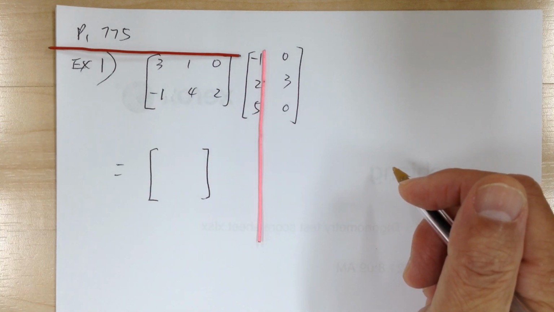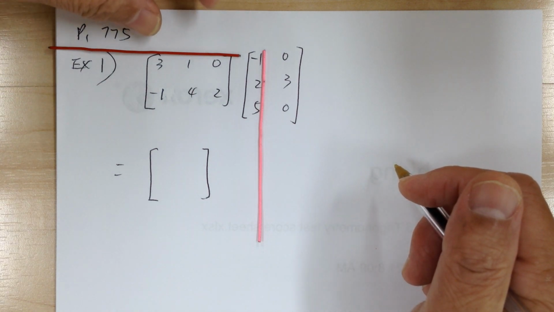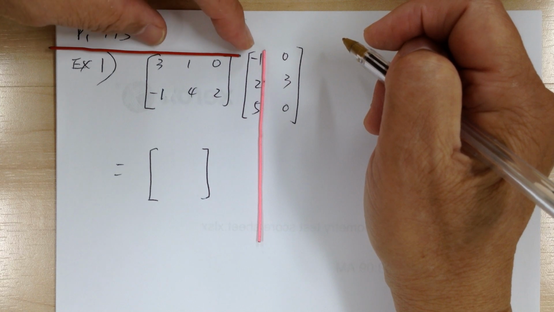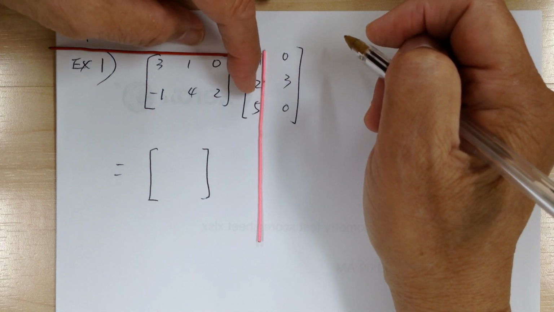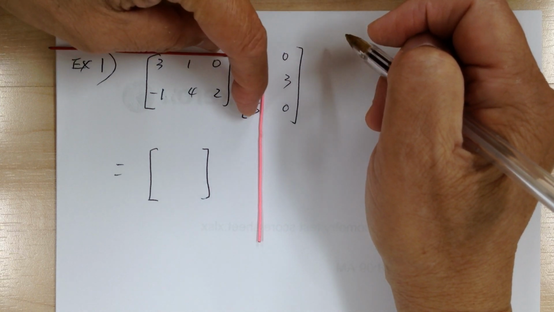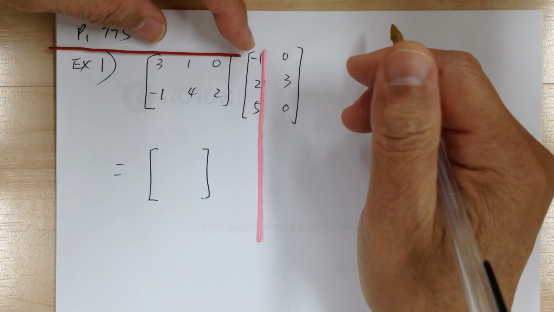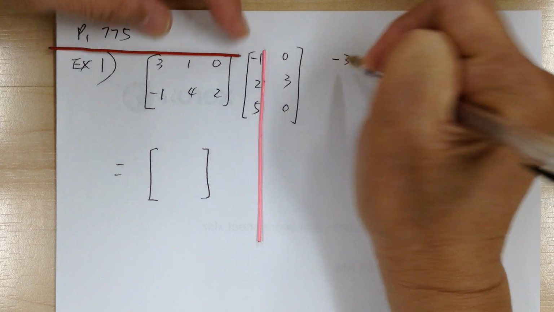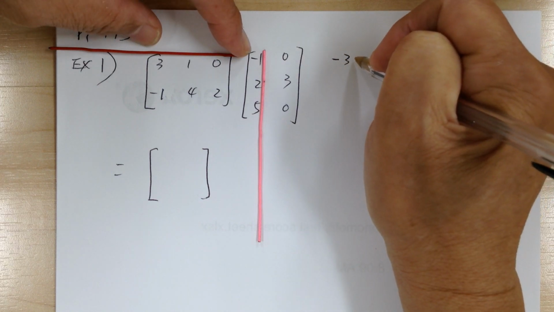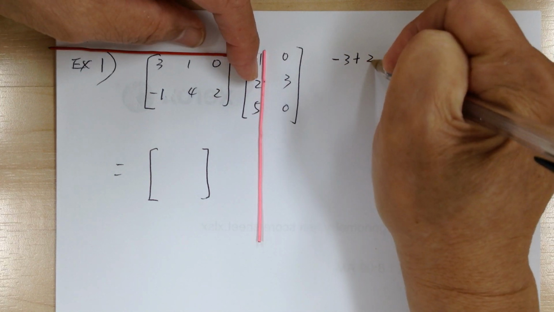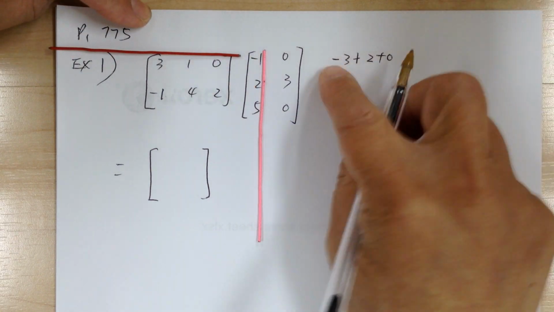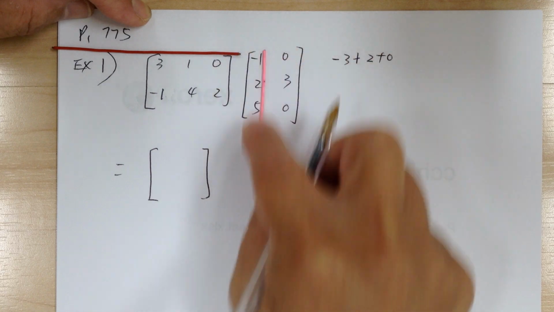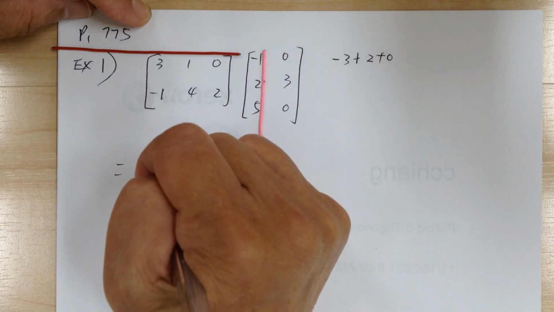When you multiply, you have to use your finger. The first number times the first number, the second number times the second number, the third number times the third number. And you want to write it down over here. So you get 3 times negative 1 is negative 3, plus 2, plus 0. Do it in your head. This is the first row, first column, and this will give you negative 1.